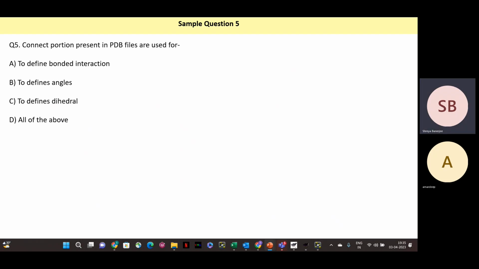Next, CONECT portions present in PDB files are used for what? Which means that in PDB files, there is a word called CONECT that is mentioned. So what information does that give?